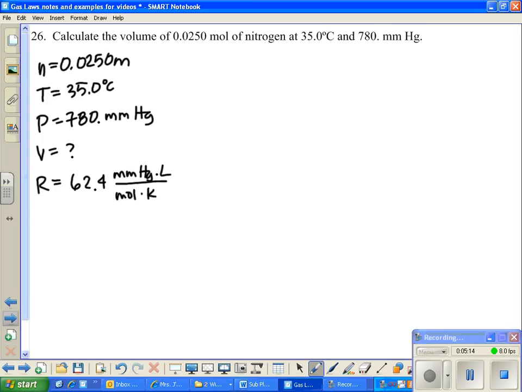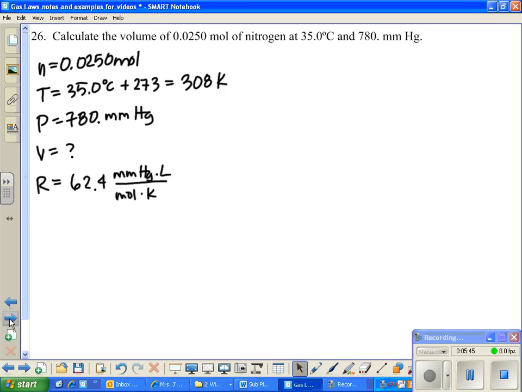Before we can go to our equation and solve for volume, we need to make sure all of our units are correct. Moles is correct for N. Temperature cannot be in Celsius. We need to convert it to Kelvin. Kelvin is always higher, so we are going to add 273. So our temperature is 308 Kelvin. Pressure can be in millimeters of mercury, and we have our R.